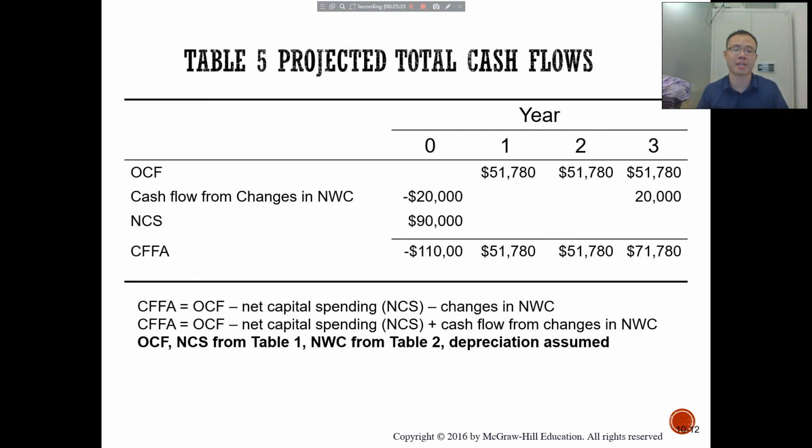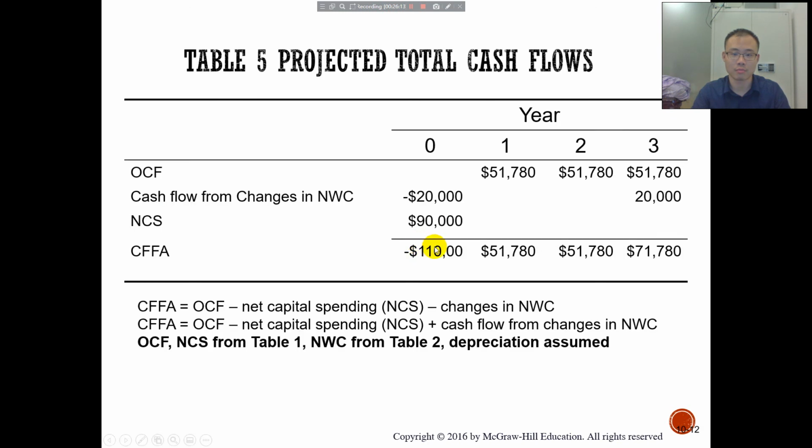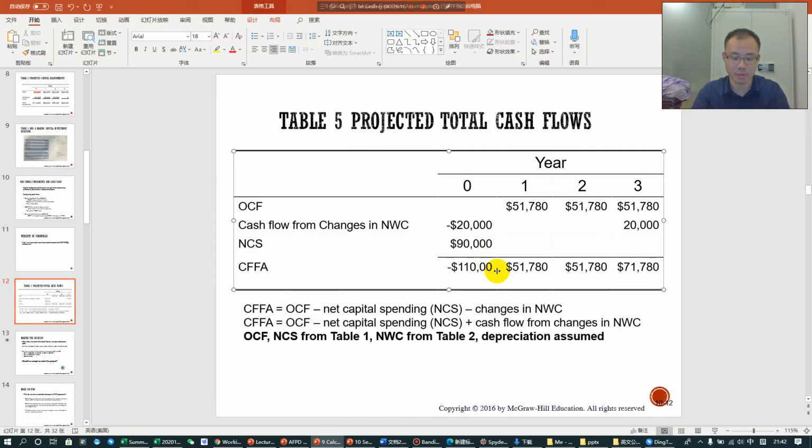It is OCF minus net capital spending minus changes in NWC, or plus the cash flows from changes in NWC, which is the first row plus the second row minus the third row. So you will have that at the beginning of the project you lost. I'm sorry, this must be wrong. There should be one more zero here. It should be 110,000. There should be another. Let me change it.